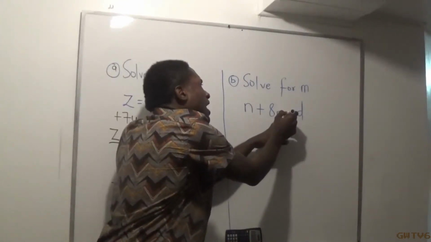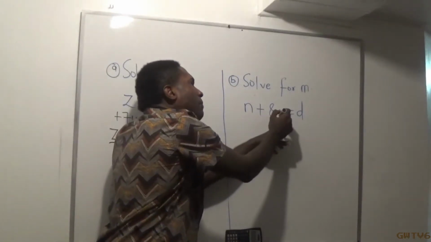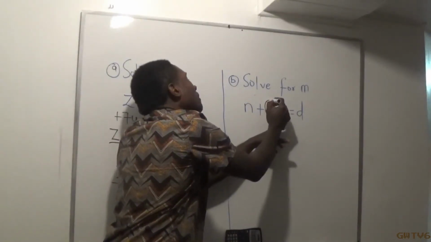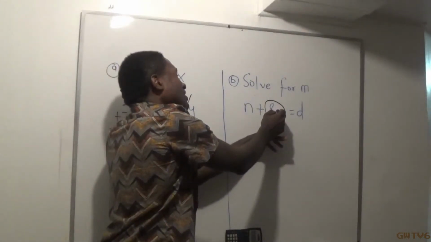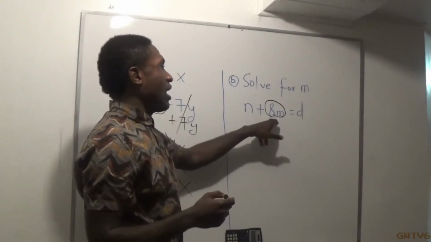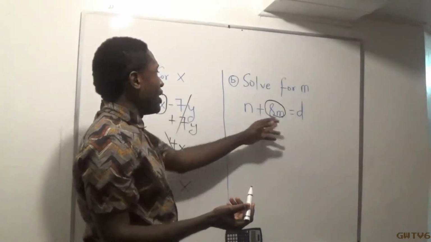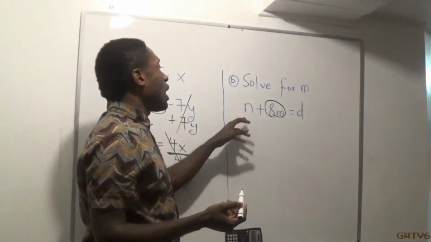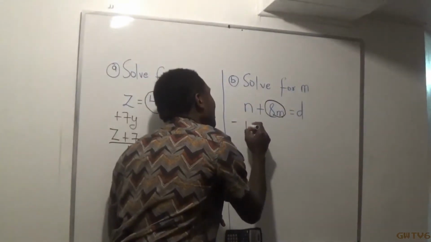So I want to get this m by itself. But there's a number with the m. So I want to get the number and the m by itself first before getting just the m by itself. So whatever is close to the 8m, I have to get rid of it. And the n happens to be close to the 8m. And I always have to do the opposite to get rid of it. So it's a positive n. So I'm going to have to subtract n.